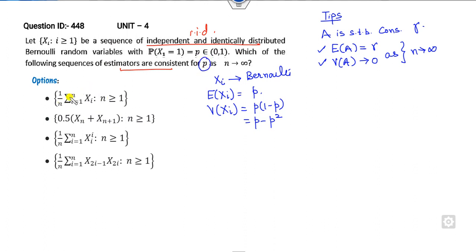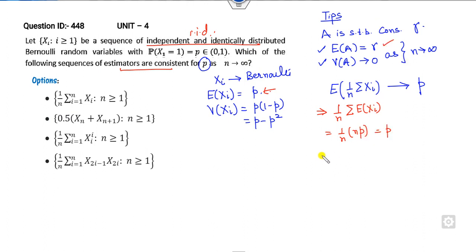So we can find this value. We can check it here. If it goes to p and the variance goes to 0, then this is the right answer. Okay, so 1 by n is outside, the summation of E of Xi. The expectation of each Xi is p, and they are IID, so this is np. So it goes to p. The first property is satisfied.